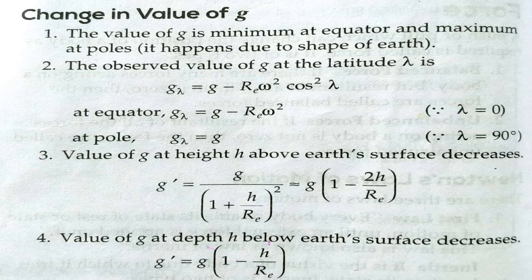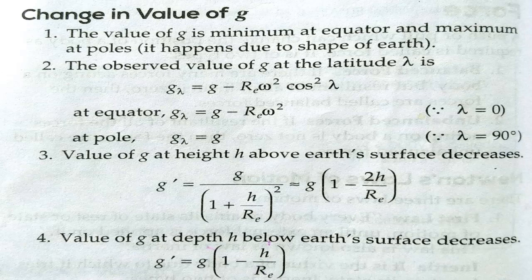Third point, the value of small g at a height h above the Earth's surface decreases. Therefore, small g dash is equal to g by (1 plus h by R) whole square, that is equal to small g into (1 minus 2h by R e).